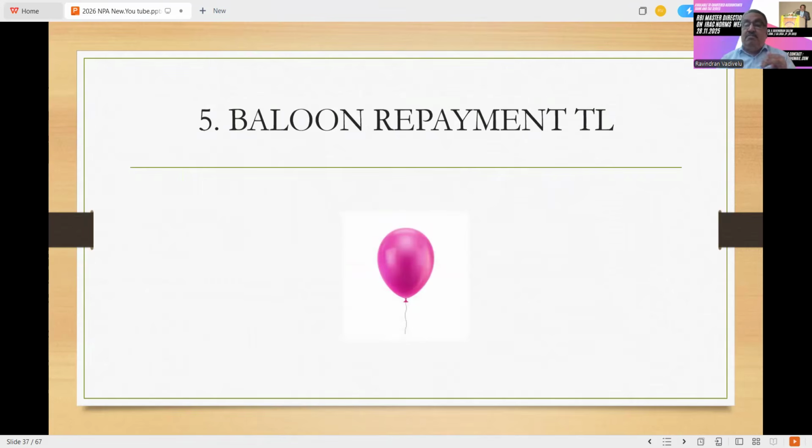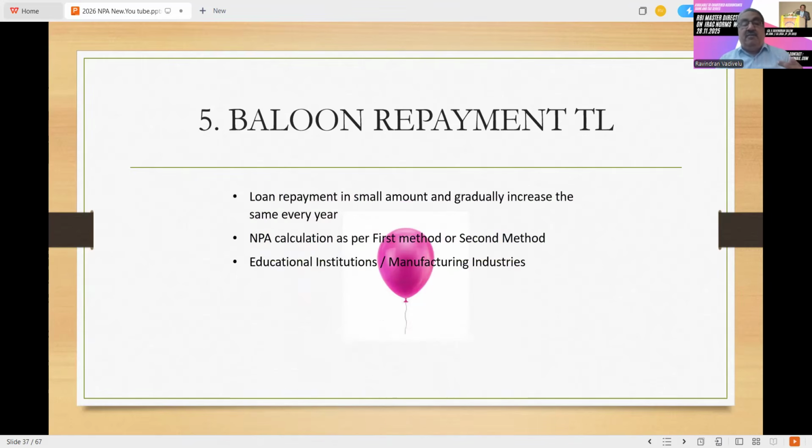Next one is called balloon repayment. In that balloon repayment, in the first year the repayment is very less, in the second year it will be more, and in the third year it will be more. Based on the funds generated from the project, they created the balloon repayment. And if you want to understand the balloon repayment, principle 1 and principle 2 of loan repayment have to be applied. Then you can arrive at the NPA with reference to balloon repayment.